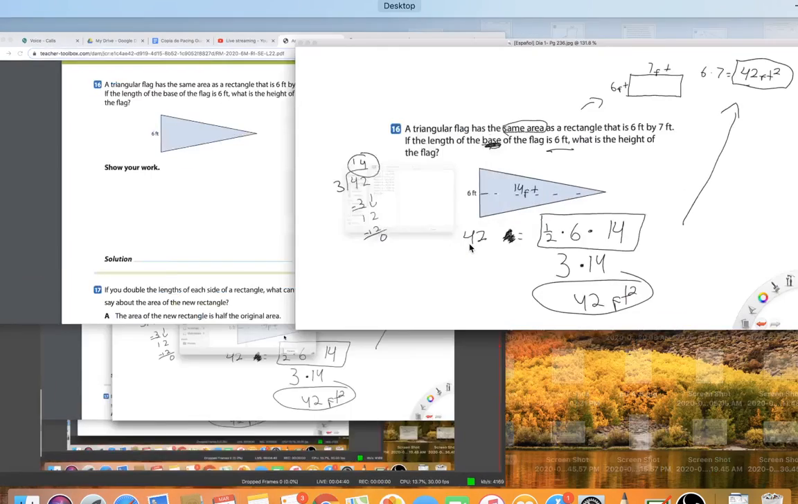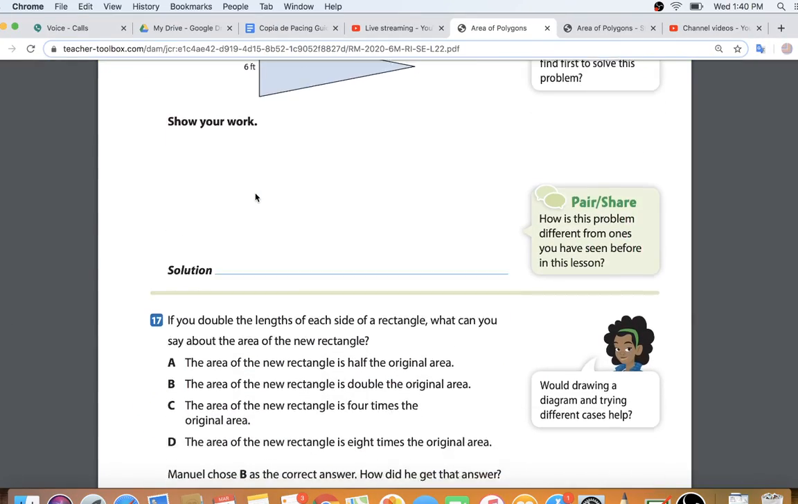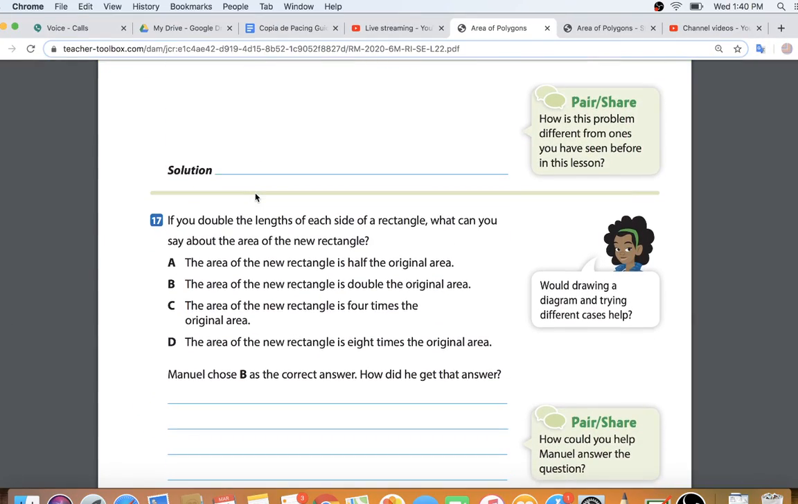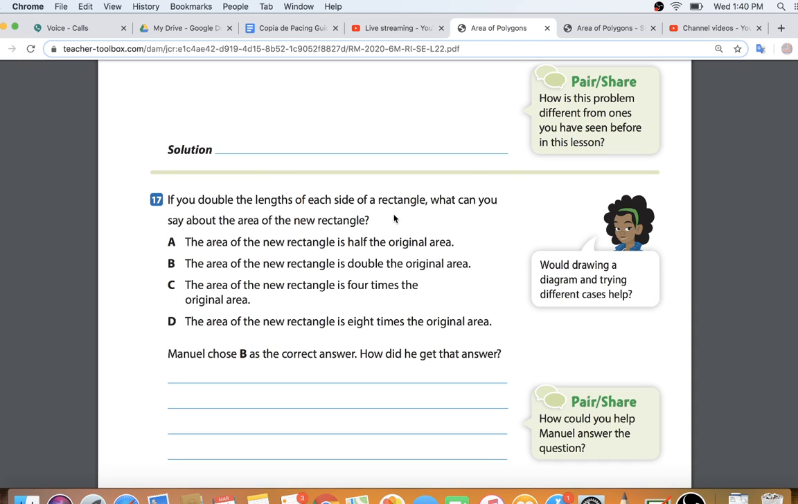Now the other problem, let's look at the other problem real quick now. So the other problem says number 17. It says, if you double the lengths of each side of a rectangle, what can you say about the area of a new rectangle? So there's 4 options. The area of the new rectangle is half of the original area. The area of the new rectangle is double the original area.